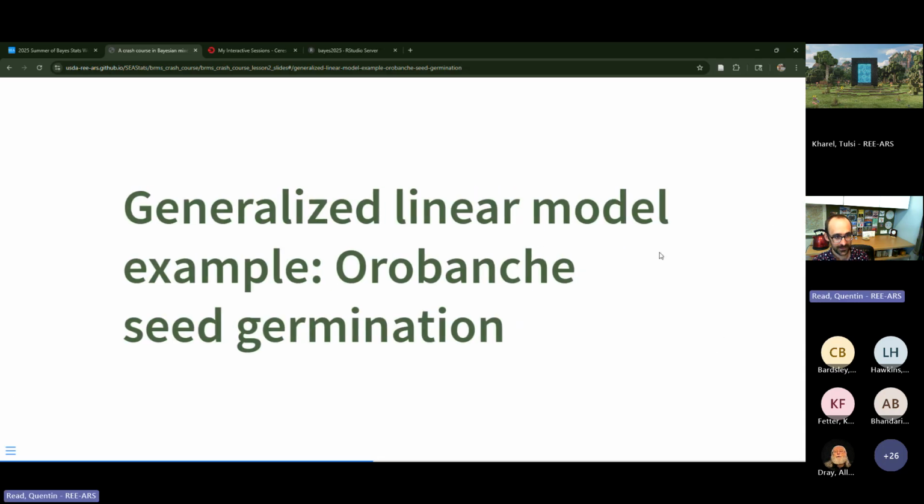So let's do an example of that in a Bayesian framework in R with brms. Oh, by the way, are there any questions before we go and do this hands-on example?